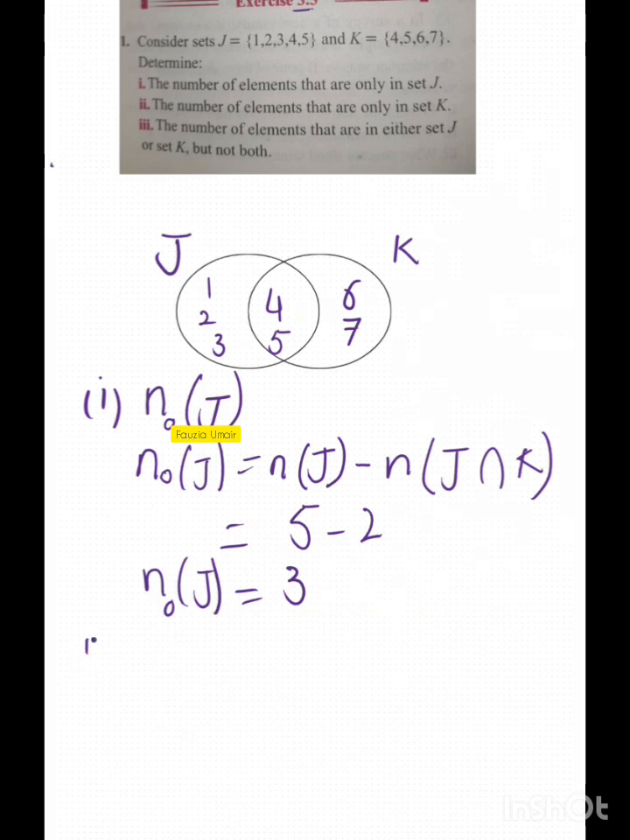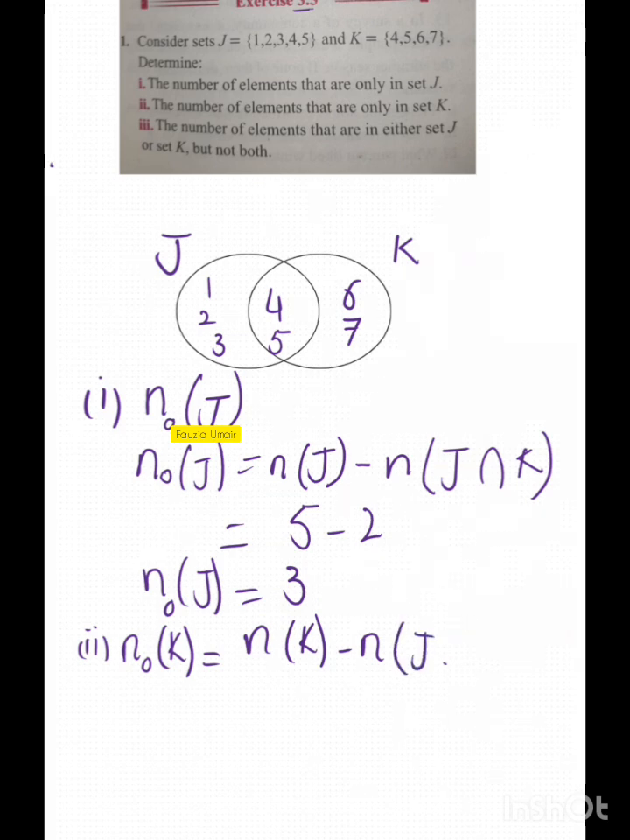So now let's solve the second part. Same method. We need to find the number of elements which are only in K. From the figure, I can easily tell you that there are 2 elements which only belong to set K. But again we will use the formula. This is equal to number of elements in set K minus number of elements in J intersection K. So number of elements in K are 4 minus 2. So you will get 2 elements which only belong to K.